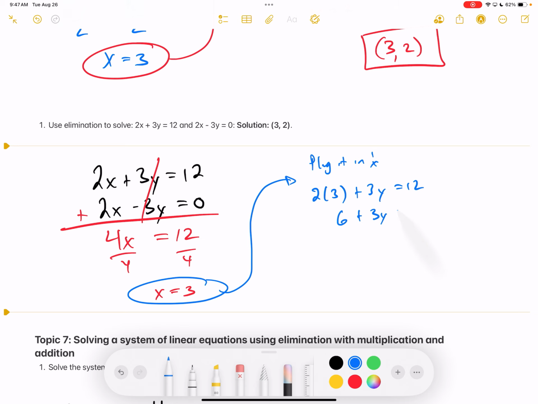6 plus 3y equals 12. Subtract 6 from both sides. Divide by 3. I got the same answer as the last problem, but it still works. So don't forget that is the point of intersection. This way is a lot easier, like I said, especially when they just add up and cancel out like that, and they look real easy. You can plug it into either one.